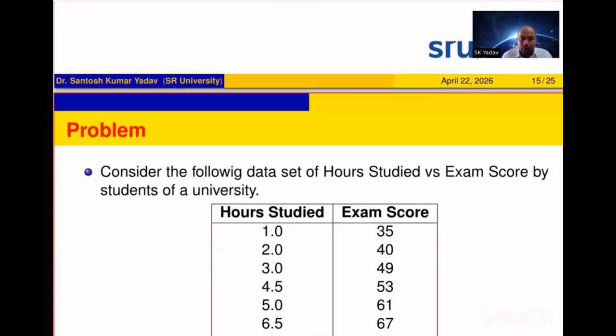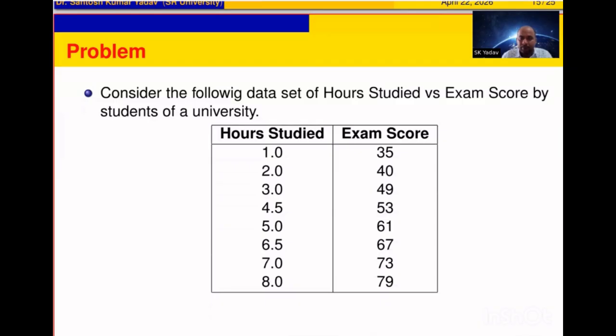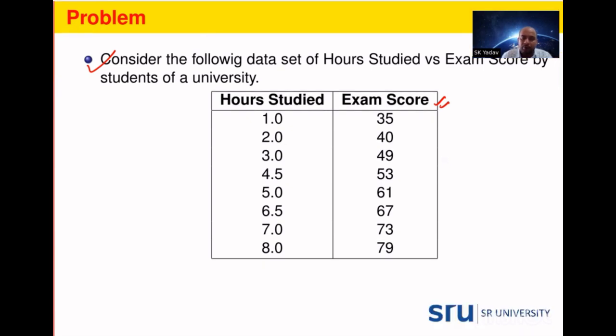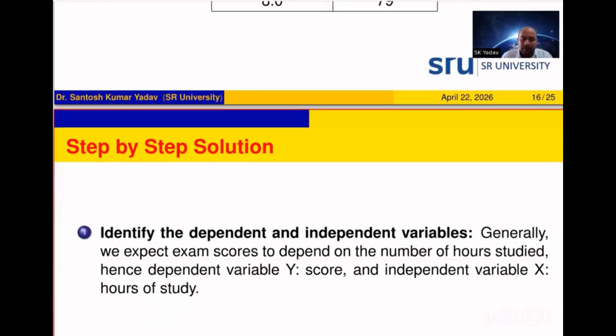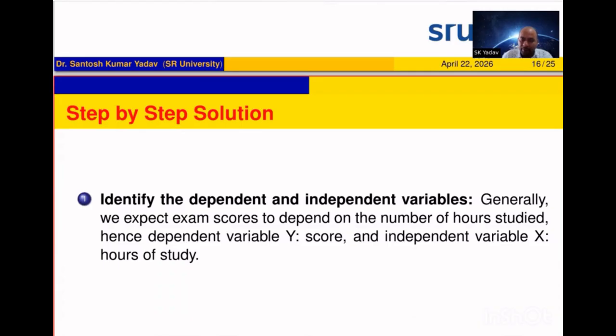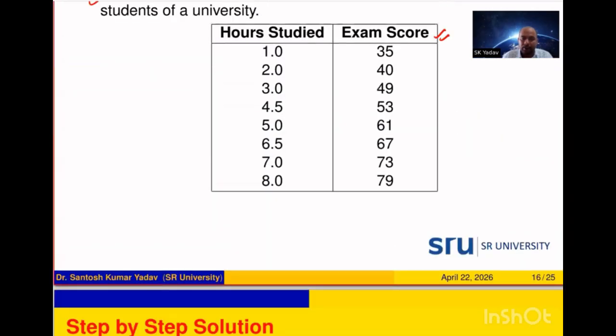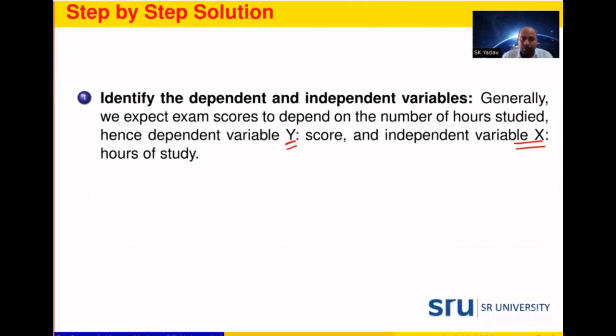So here is one problem given here, and it shows the hours studied by students and their exam scores. It is not given here which one is x and which one is y. So it's a general scenario that the more hours a student spends in study, the better they will score in the exam. Okay, so here x I can assume as the independent variable and y is the dependent variable because the marks depend on the number of hours expended in study. Okay, so the first point is okay.